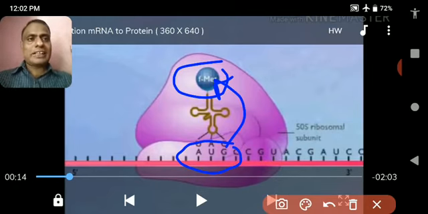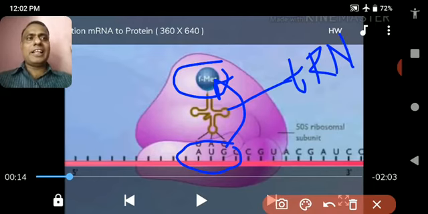The methionine is brought by transfer RNA. So transfer RNA is responsible for bringing all the amino acids from the cytoplasm and arranging the amino acids in a manner so that they form a particular kind of protein.